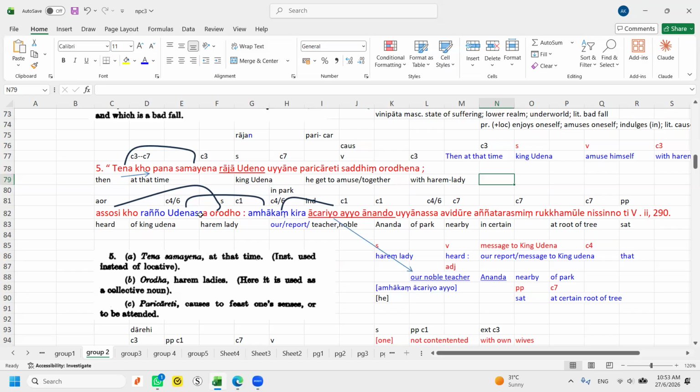Message, then extension to King Udena. Can you see, message to King Udena? That is one idea. Idea number two, you can see another two, this and this can join together. Our report. Our report to King, message. So this is another possibility. Our report, this one is one report.